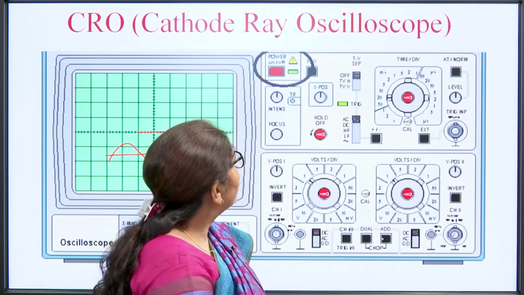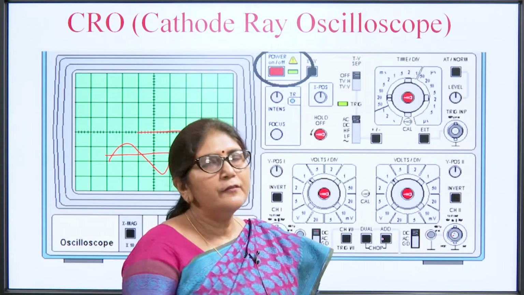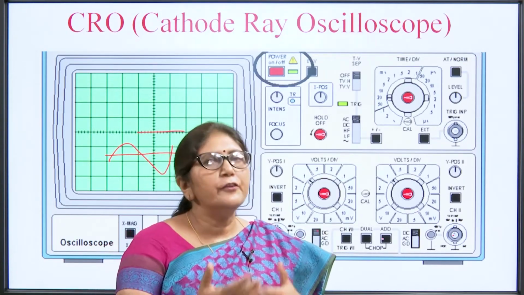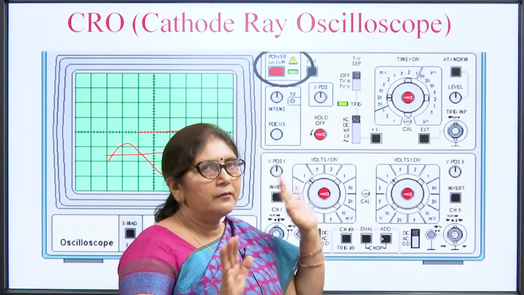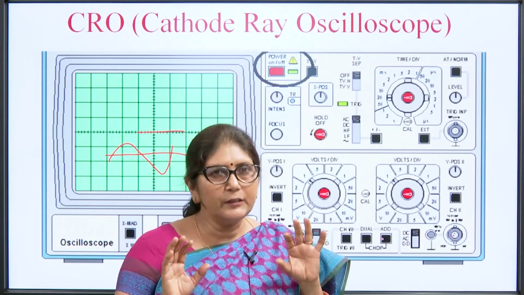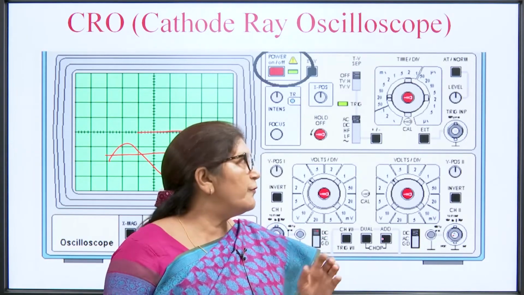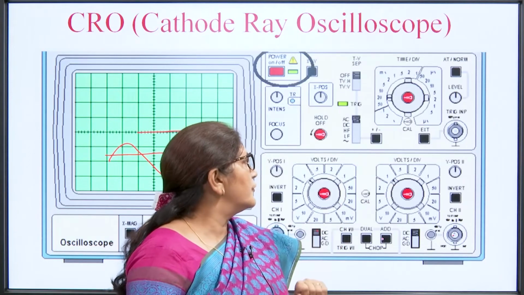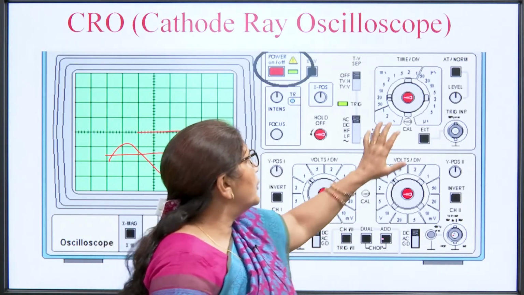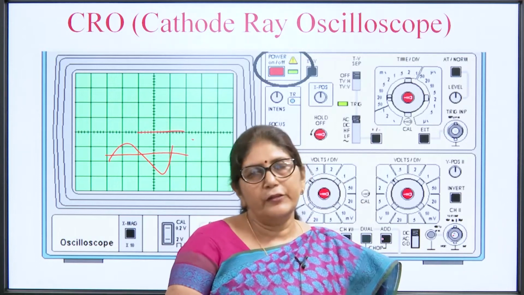Then there is this plus minus. If we want to change the direction of the trigger from plus to minus: if it is already out, it means the plus triggering pulse is applied. If we want to apply a negative trigger pulse, then we will press this switch. There is one more switch, that is the time per division.